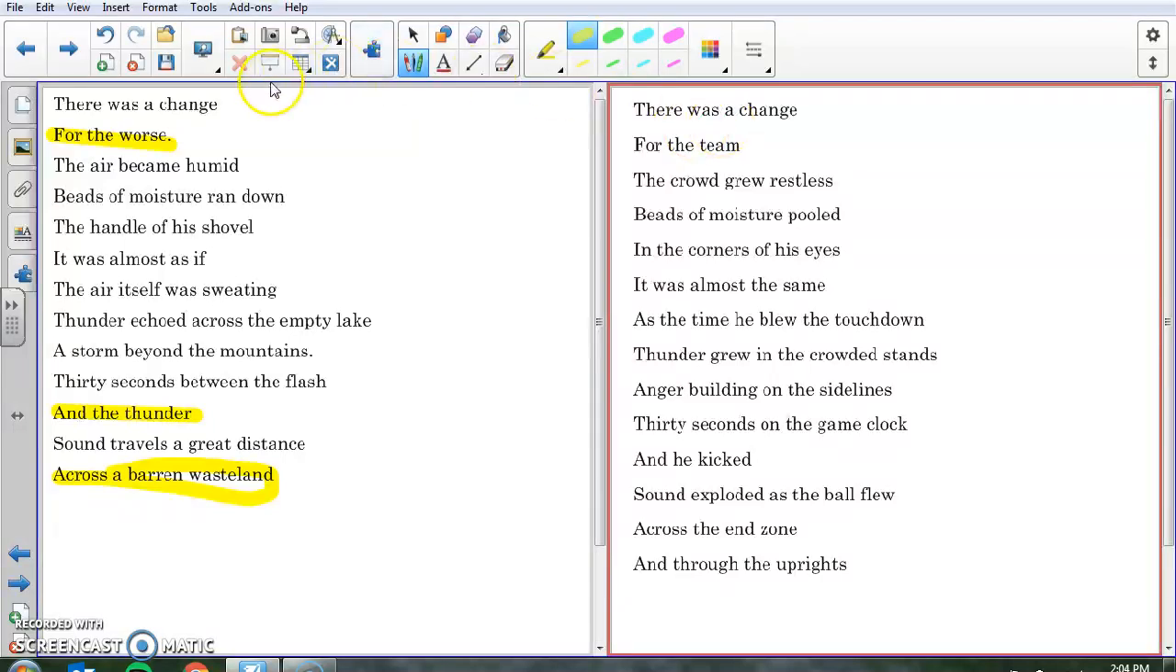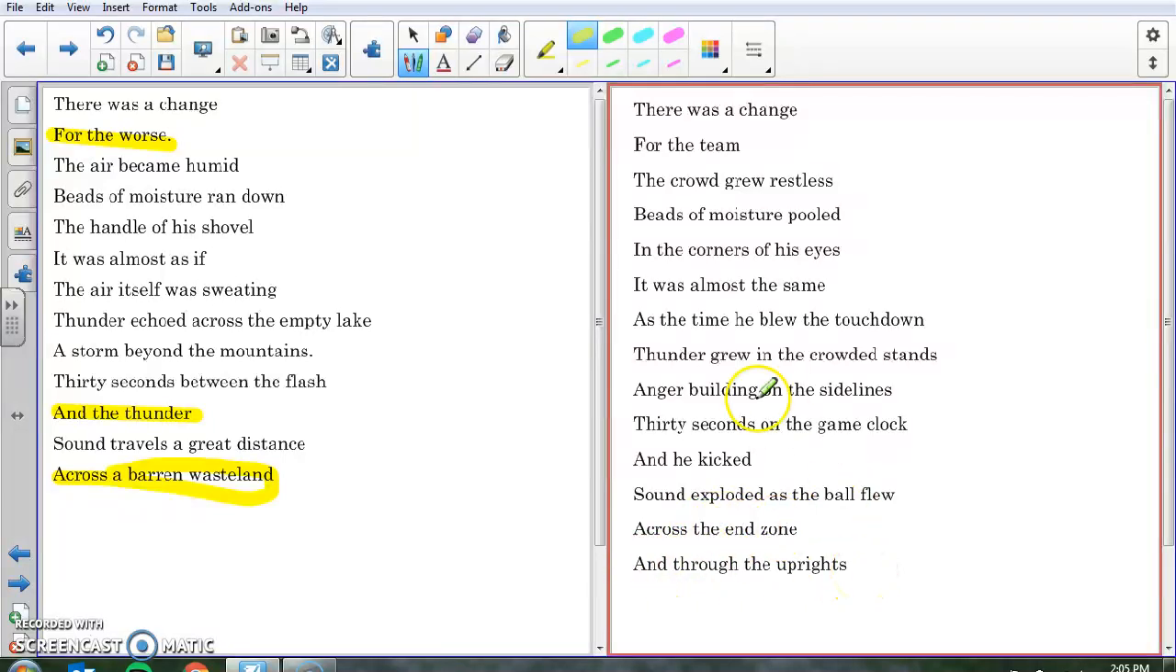There was a change. For the team, the crowd grew restless. Beads of moisture pooled in the corner of his eyes. It was almost the same as the time he blew the touchdown. Thunder grew in the crowded stands. Anger building on the sidelines. 30 seconds on the game clock. And he kicked. Sound exploded as the ball flew across the end zone and through the uprights.